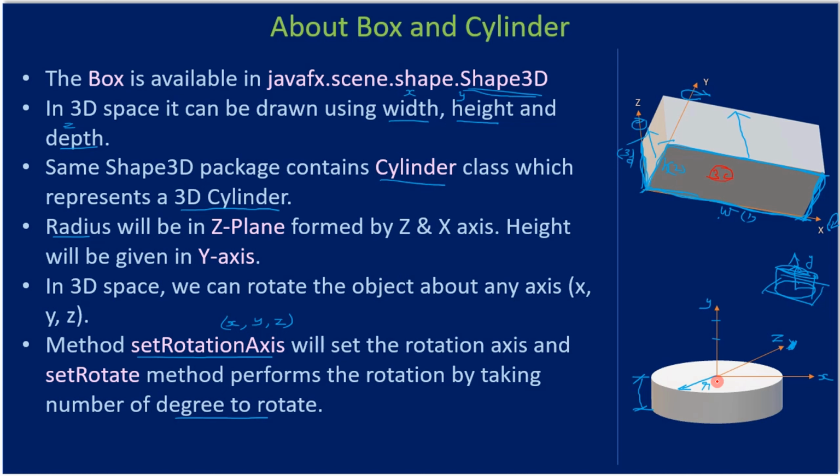Similarly, for cylinder, we will give radius and height. So the radius will form the circle in a plane, that means in a ZX plane. If we consider that, then Y will give the height, that means all three dimensions come into picture. Circle will be in a plane, so that plane stands for two-dimensional coordinate, then height gives the third dimension.